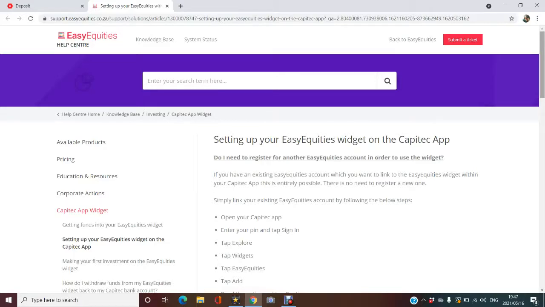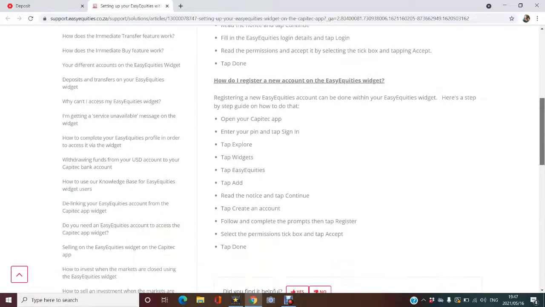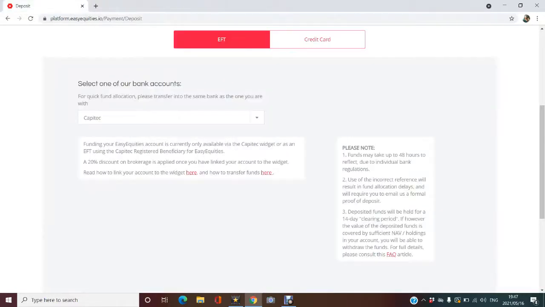Or you can register through this instead of registering with EasyEquities separately. You can just register through Capitec. Yeah, it's quite a cool feature that they've got. So you can see on your Capitec app, it links to your EasyEquities account. Quite an interesting feature that they've got there.